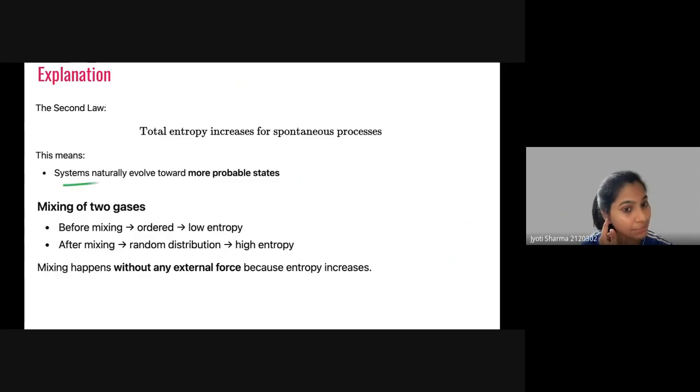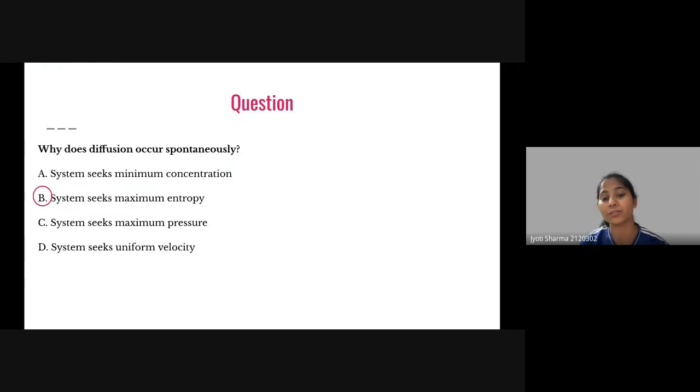So the system naturally evolves toward a more probable state, and mixing can happen without any external forces because entropy increases. Coming to this again, in what condition will there be maximum entropy? I'm giving you two hints. Either it will be stable. What do you mean by stable? A stable state always has low entropy, but equilibrium will have maximum entropy.